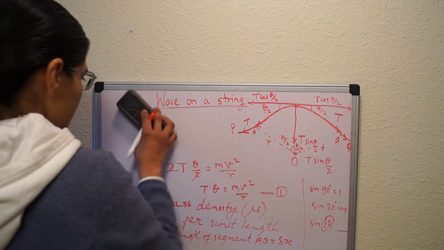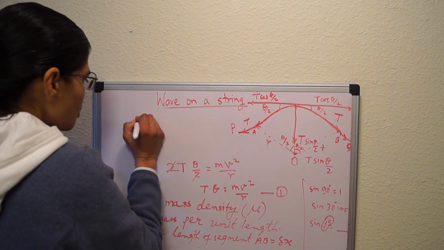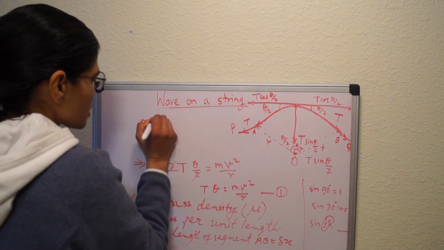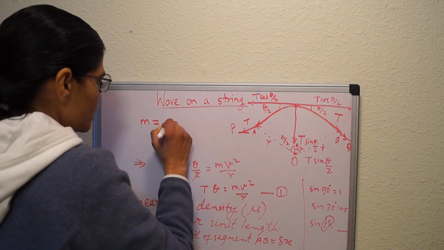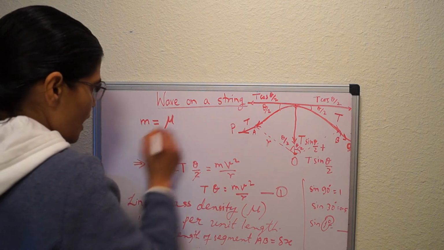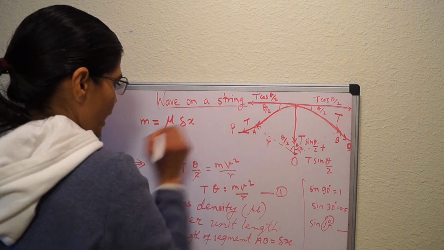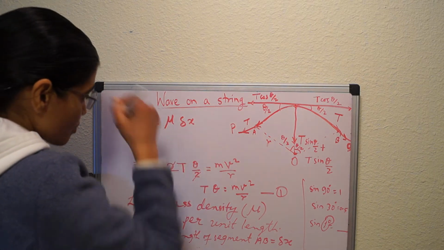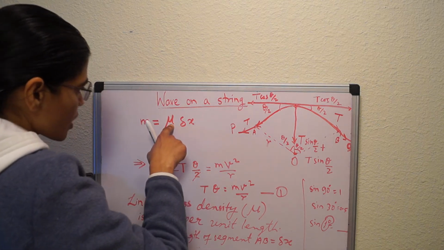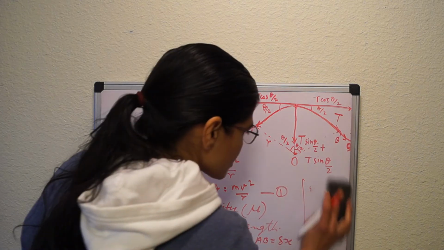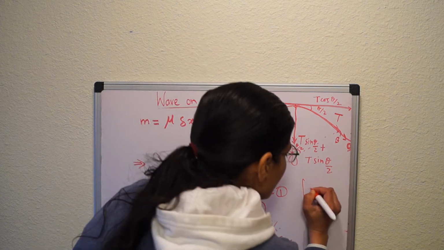So mass m can be written as what? Linear mass density mu times delta x unit length. Okay, you see this, because this is a ratio of what mu is. I'm going to write this down here. So mu is something like this.